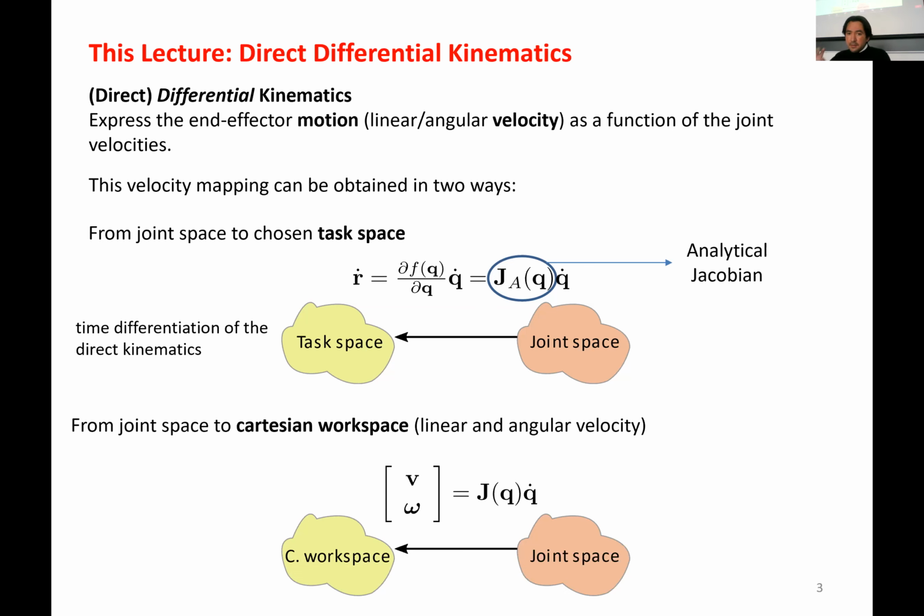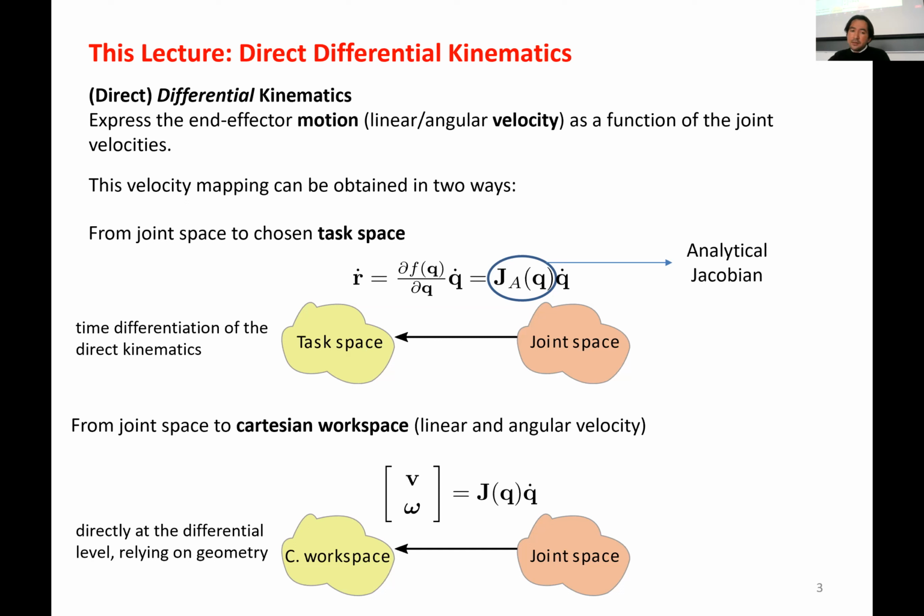And the other mapping that we can do, instead of just talking about the task space, we want to talk about the Cartesian workspace, which is basically the velocities, both linear and angular. And these are represented by a vector of 6 dimensions. The top 3 elements are the linear velocities, the bottom 3 elements are the angular velocities. And this is related to working directly at the differential level.